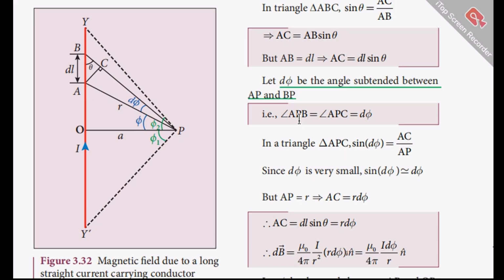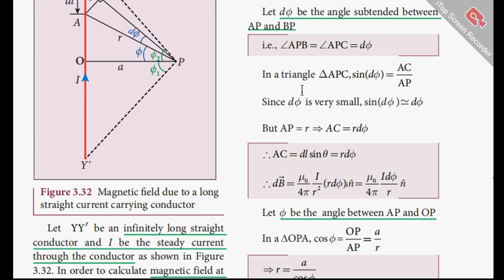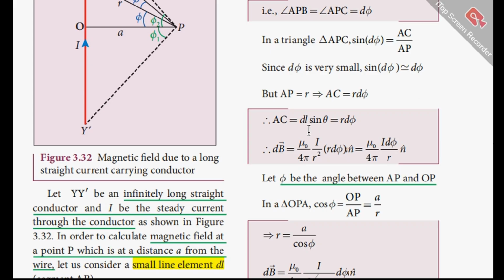So the measure of angle APB is equal to the measure of angle APC, that's given by d phi. In the triangle APC, we have sin d phi equal to AC by AP. But this d phi is a very small angle, therefore sin d phi can be written as d phi. But AP is given by r. Therefore, AC can be written as r d phi. Since AC is equal to dl sin theta, that can be written as r d phi.